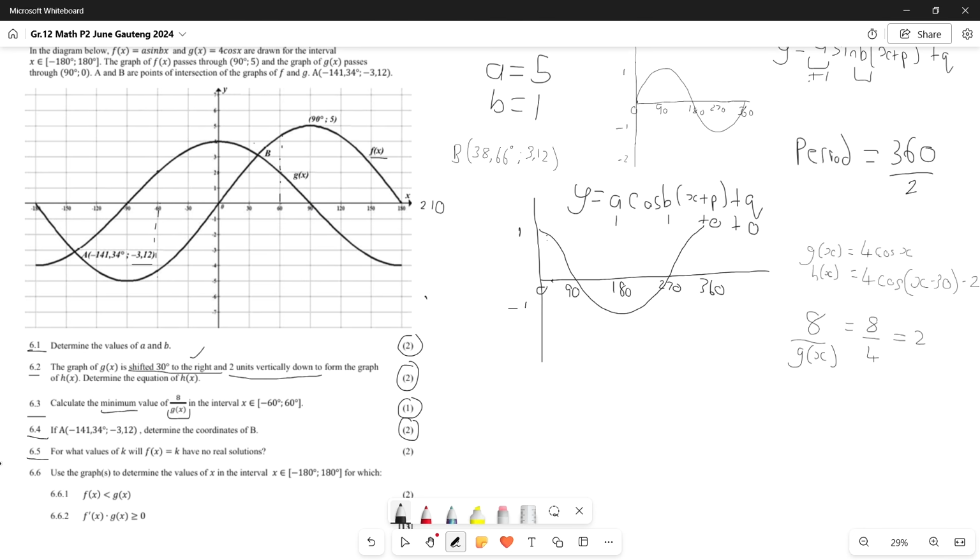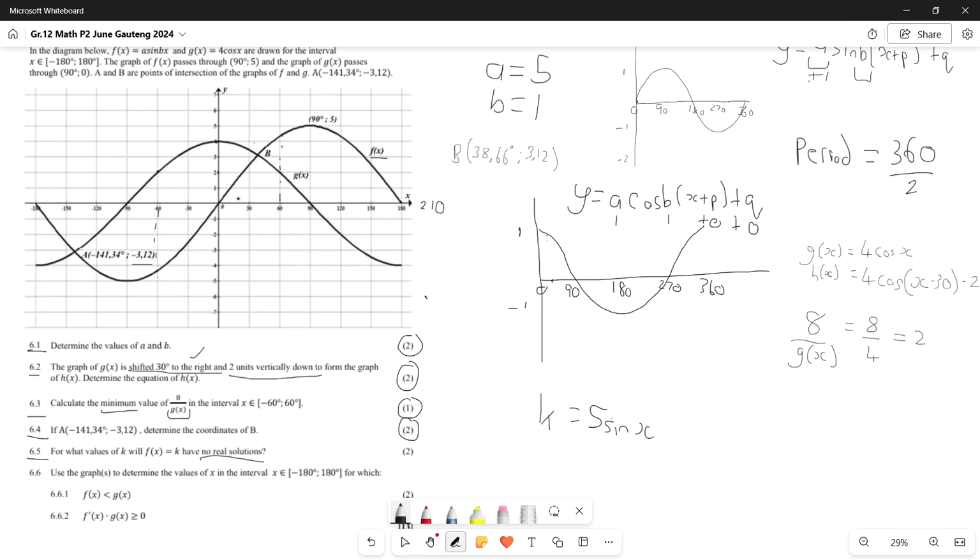And then from there, 6.5 says, for what values of k will f of x equal k have no real solutions? So what we have for our f of x graph is 5 sine x over there. As we calculated the a value in the beginning as 5 and the b value as 1, here we have our equation for our sine graph, and then what they want is f of x equal k having no real solutions.